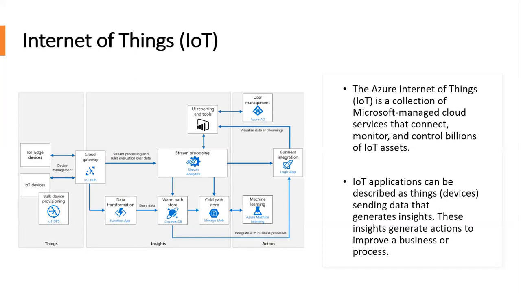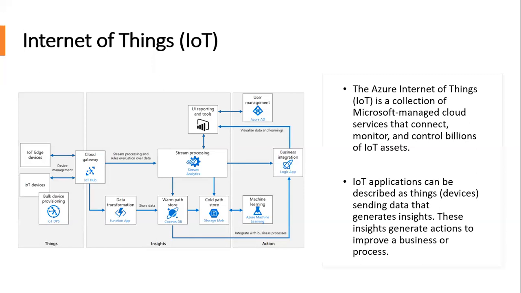Now we are going to discuss the Internet of Things. Basically, Azure is going to offer you Internet of Things, that is IoT. The Azure Internet of Things is a collection of Microsoft-managed cloud services that connect, monitor and control billions of IoT assets. Billions of, not a single. IoT applications can be described as things, devices, sending data that generates insights. These insights generate action to improve a business and process.